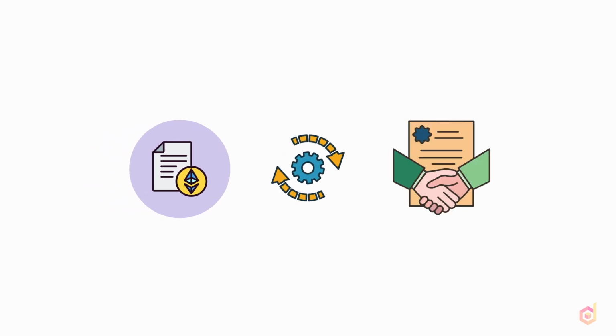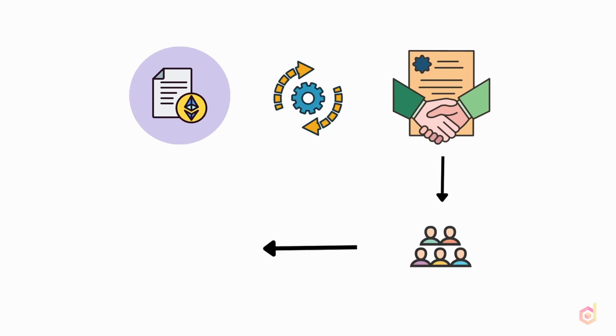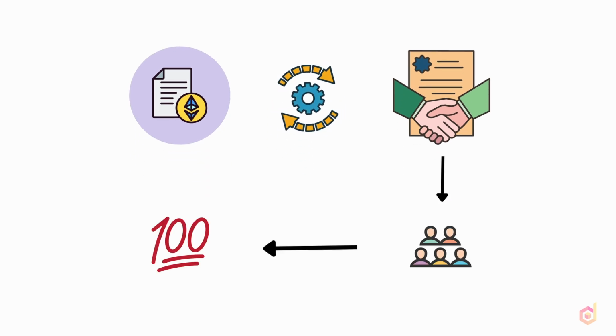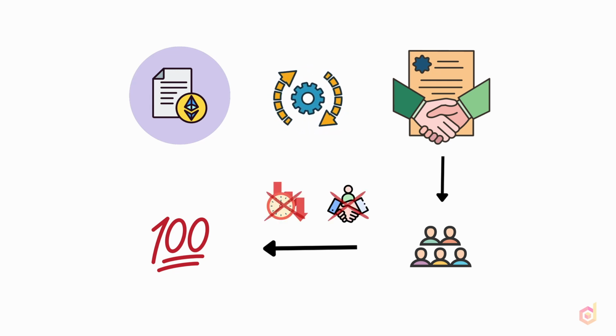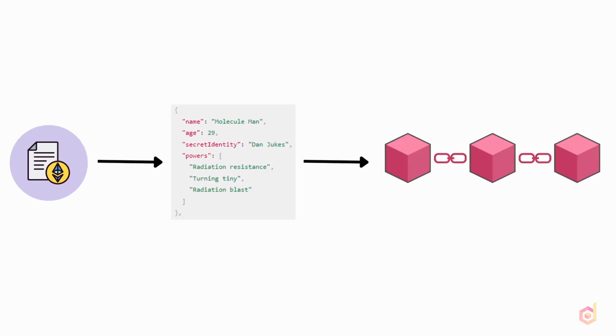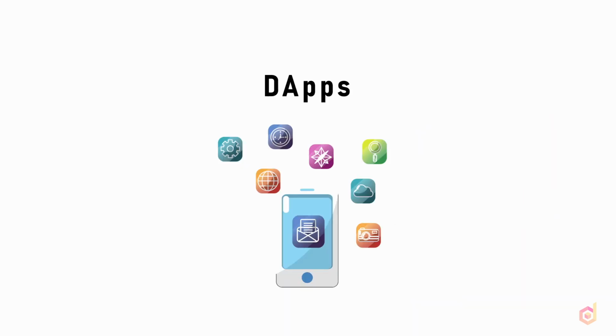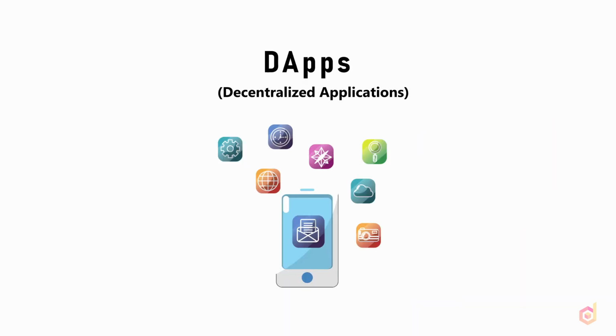They are typically used to automate the execution of an agreement so that all participants can be immediately certain of the outcome without any intermediaries' involvement or time loss. They can also automate a workflow, triggering the next action when conditions are met. Now with the help of smart contracts, we can store data on the blockchain in the form of transactions and develop something called dApps, that is, decentralized applications.